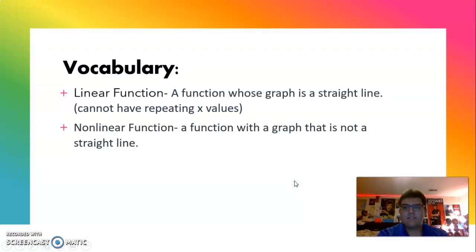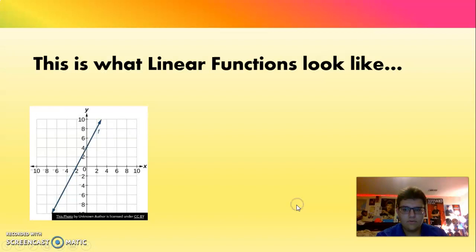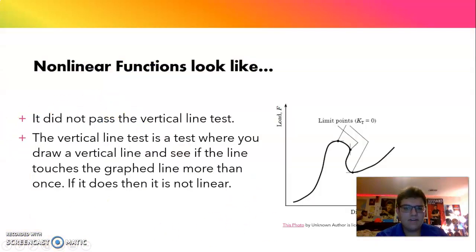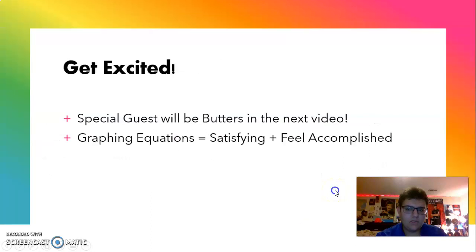Our vocabulary for this time is linear function, a function whose graph is a straight line. You cannot have repeating x values, and nonlinear function is the opposite of linear function. Here's what a linear function looks like. Here's what a nonlinear function looks like. It didn't pass the vertical line test, which is you draw a vertical line, and it can't hit the lines more than once, and here it does.